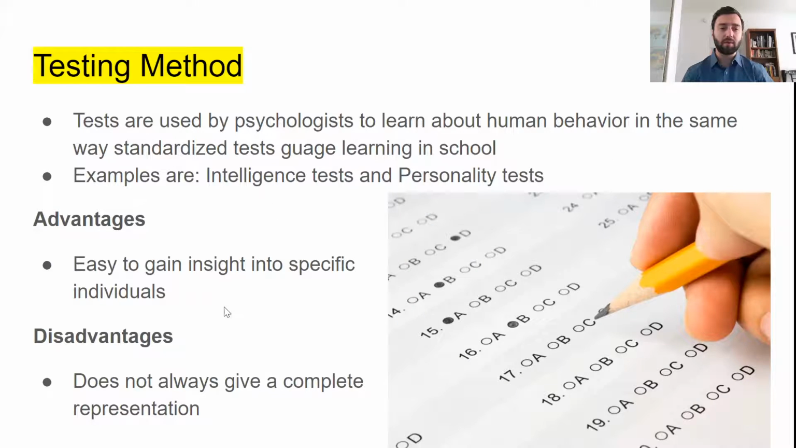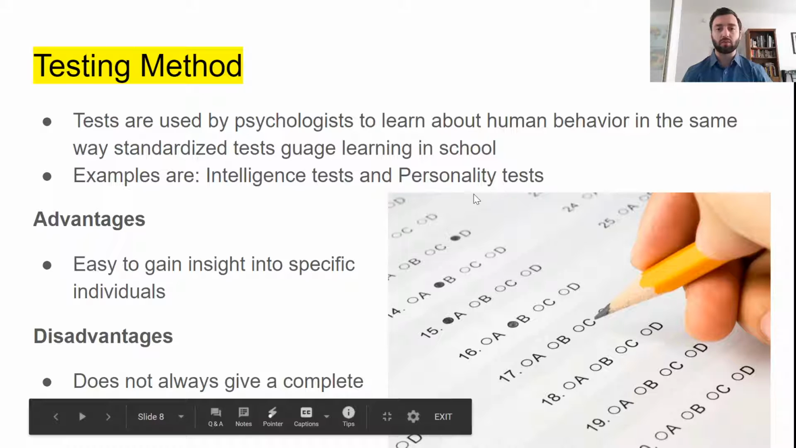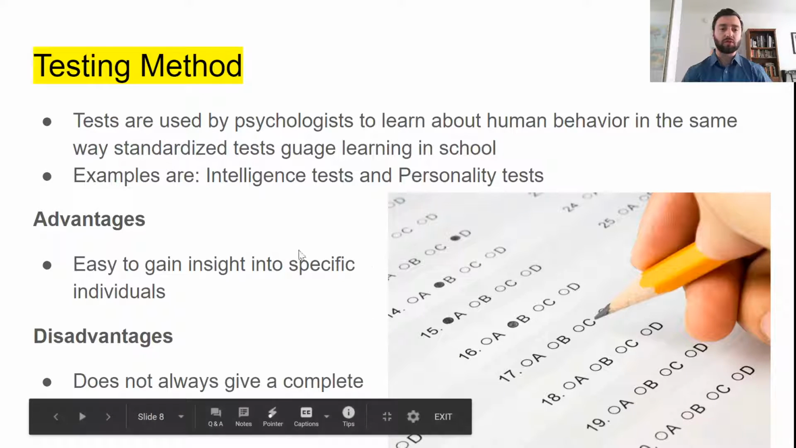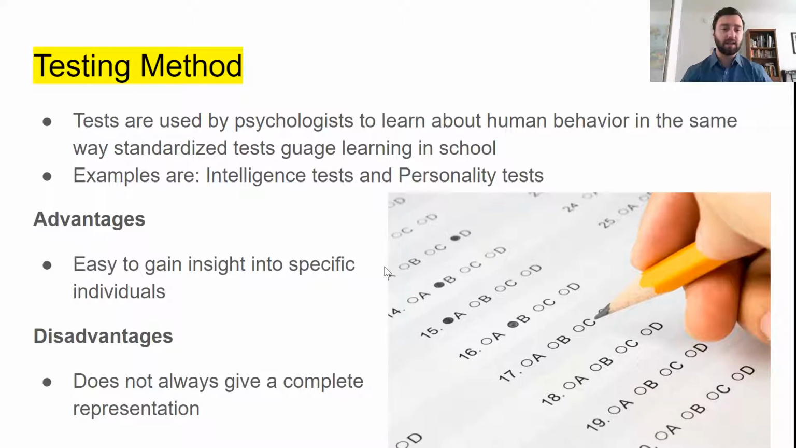One of the big advantages of tests is it's an easy way to gain insight into specific individuals. When you take the ACT, that tells us a lot of information about what you learned specifically. If you took an intelligence test or a personality test, it tells us a lot about you specifically. Now, in general, we can also expand them and look at a whole bunch of people. So every year when people take the ACT, that also gives us an idea of things that are going on in school across the board.